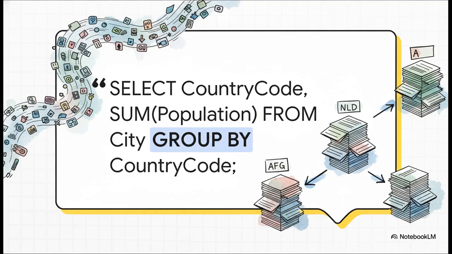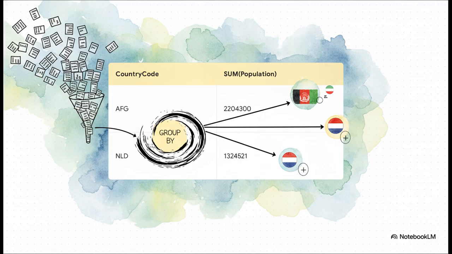Before sum even starts adding numbers, group by jumps in like a super fast mail sorter. It says, whoa, hold on, let's get organized first. It makes a virtual pile for AFG, another for NLD, and so on for every single country code it finds. And here's the beautiful result. After everything is sorted into those neat piles, then SQL runs our sum function on each pile one by one. And what we get is this perfectly clean, summarized table. We've turned a chaotic list of cities into a crystal clear report.